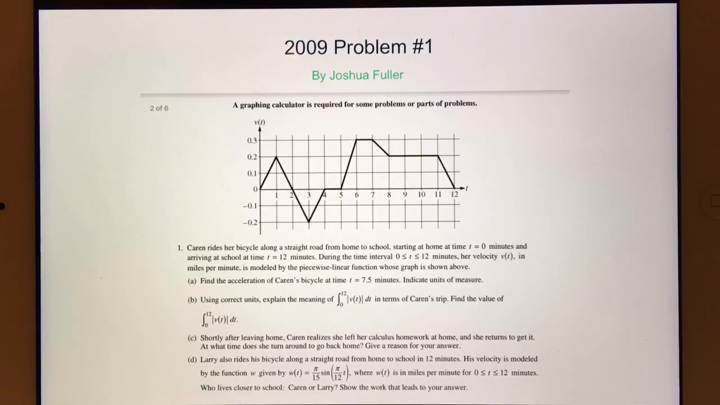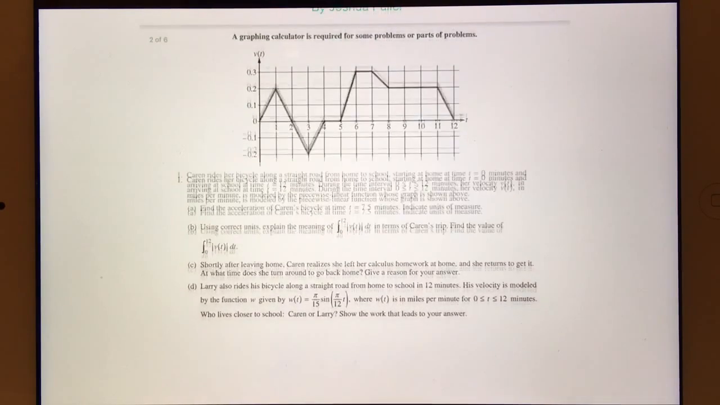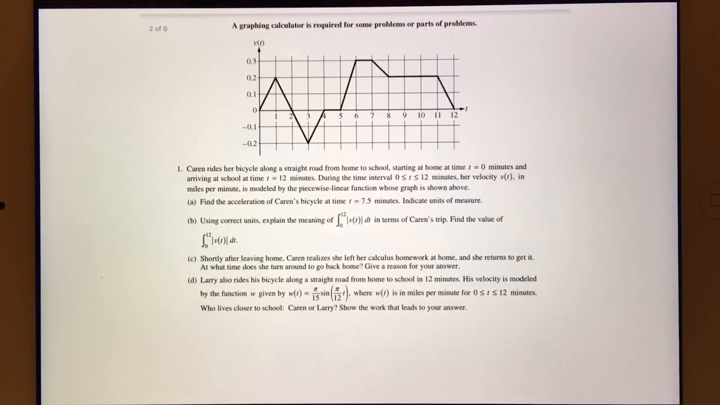Hi, my name is Joshua Fuller, and today I will be showing you how to do the 2009 Problem 1 AP problem. So let's just read this before we get into it.